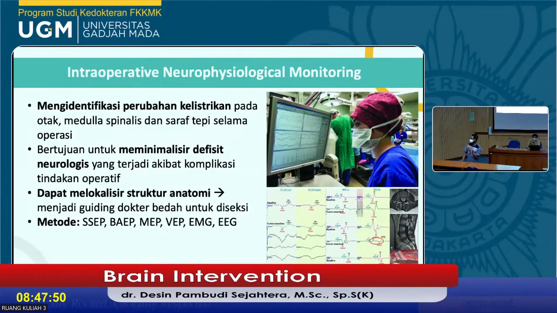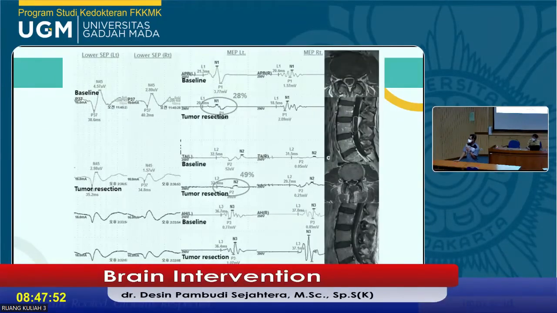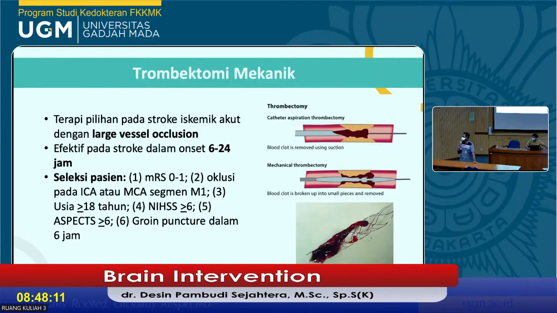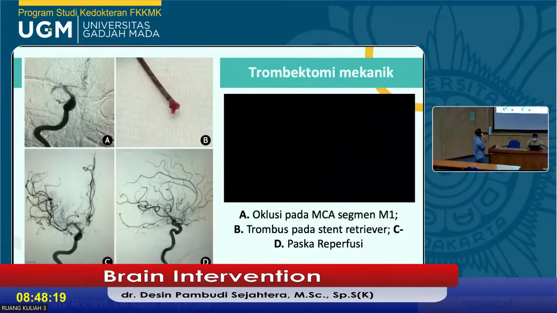So this one, spinal abnormality. Next. The next is mechanical thrombectomy. I think Dr. Tommy already gave a lecture about this one. Next. Thrombectomy is about vascular intervention, for stroke patients, acute stroke patients, and so on. Okay, next.